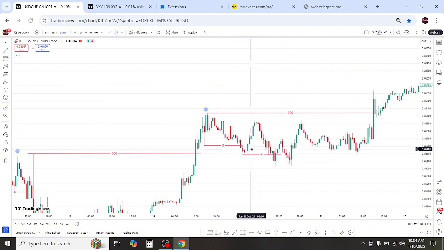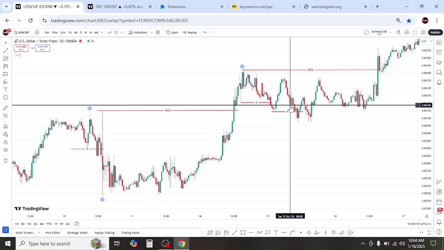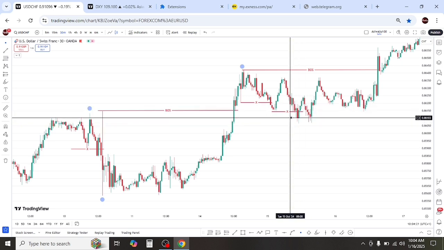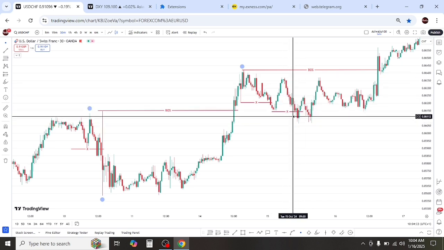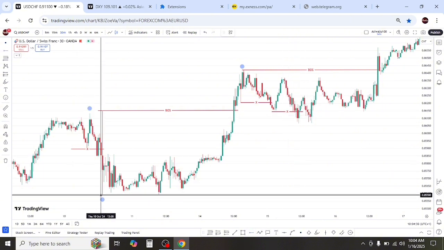So this is not a change of character. Don't make the mistake. This is just a pullback to grab more liquidity in the market. Remember, our major low is right here. This is our major low.